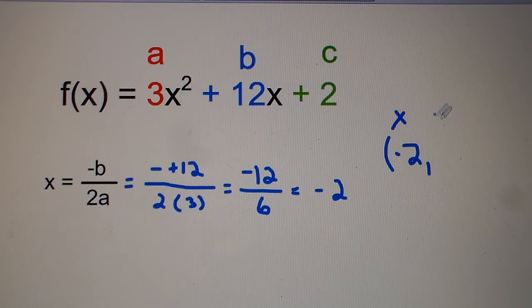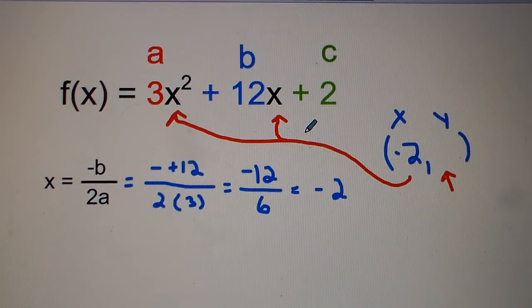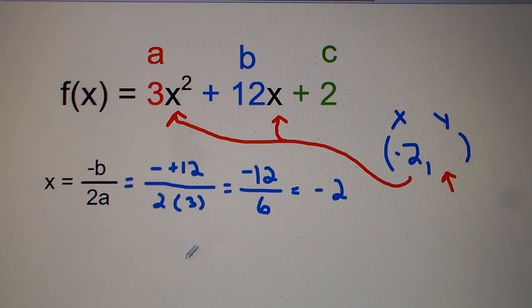Now to find the y value in our vertex, to find that second part, what we gotta do is put that x value everywhere we see x in our equation. So we'll take out our graphing calculator and we'll type it right in. So we do 3 parentheses, negative 2, close parentheses, squared, plus 12 times negative 2, plus 2. And our result, after we plug it in, we're going to get equals negative 10. So my vertex is negative 2, negative 10.